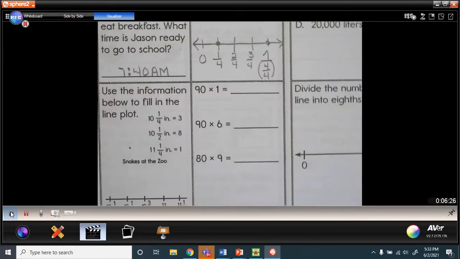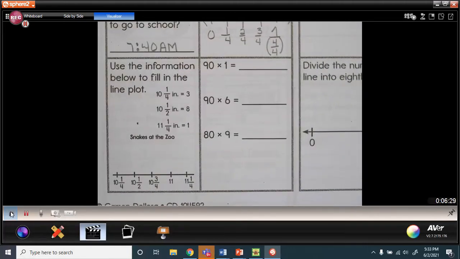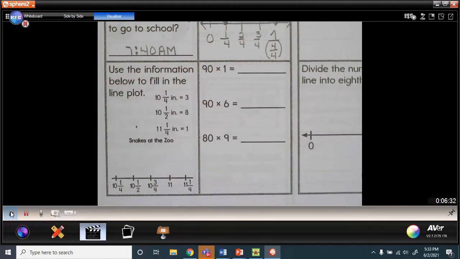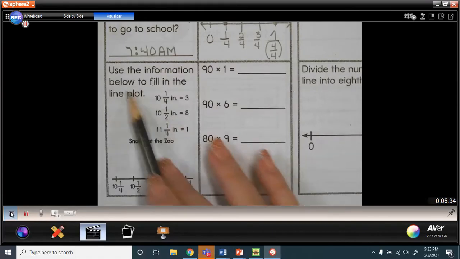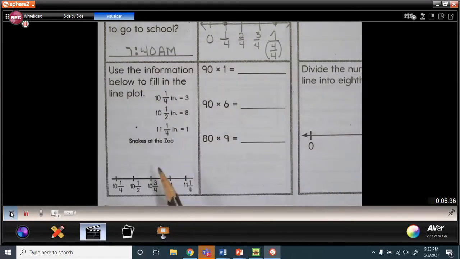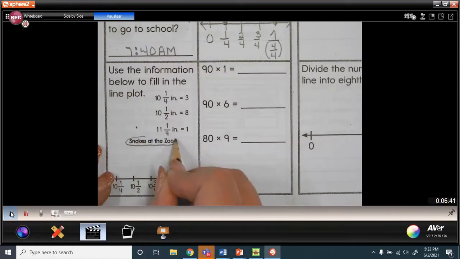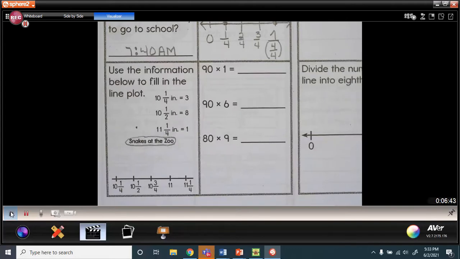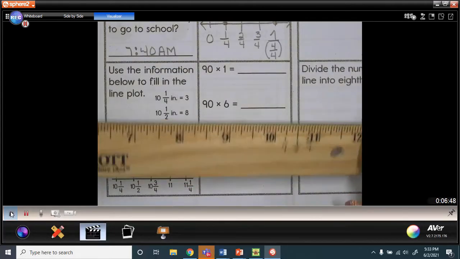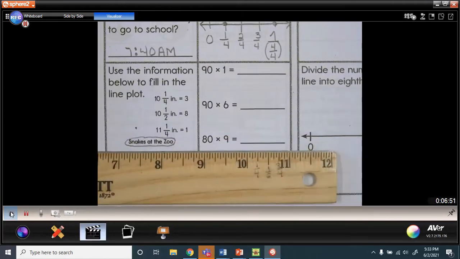It's a line plot. Listen carefully, because this is going to be your discussion question for today. If you notice, it says use the information below to fill in the line plot. Each snake was measured at the zoo. And remember, on a ruler, in between each whole number, we have half, which is right down the middle, or 2 fourths. We have 1 fourth, which is our next longest line, and 3 fourths.